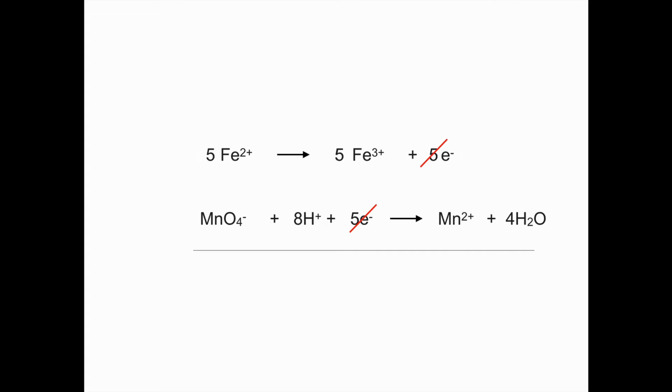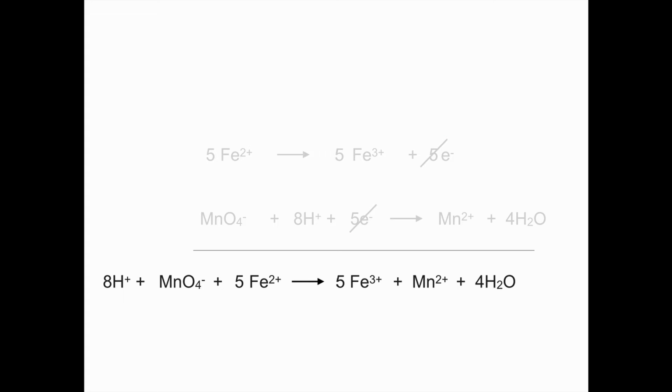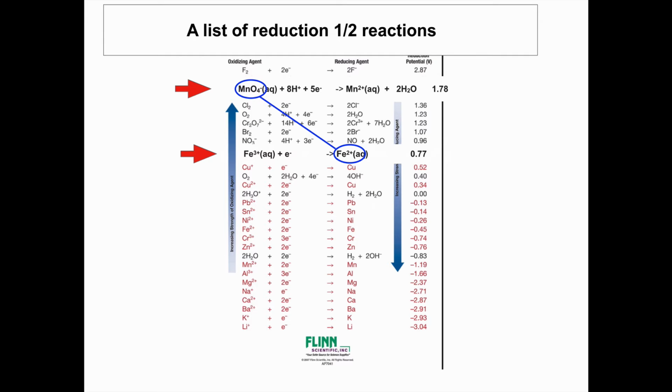When we add these two half reactions together, the electrons going in and the electrons coming out cancel, anything that's redundant, and I get my overall redox reaction. So adding half reactions together can give you the overall redox reaction. I can just look up reduction half reactions, spin one of them around, and make redox reactions out of them.